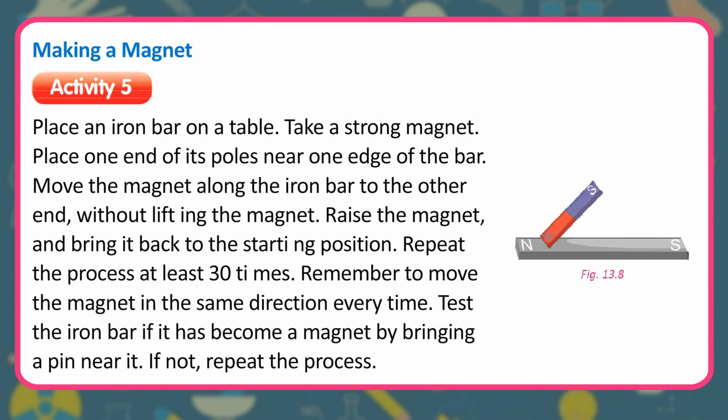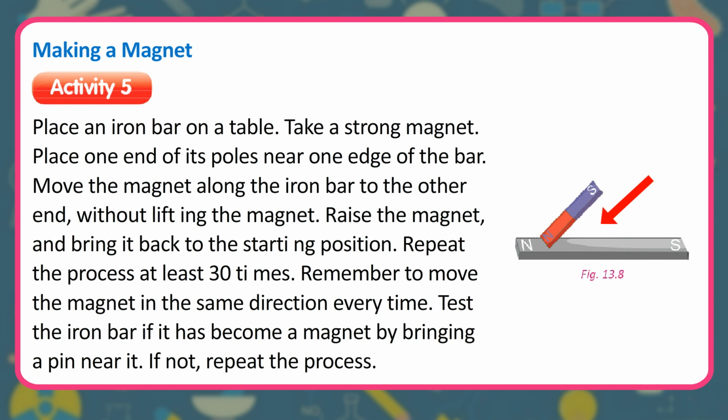Making a magnet. Activity. Place an iron bar on a table. Take a strong magnet. Place one end of its poles near one edge of the bar. Move the magnet along the iron bar to the other end, without lifting the magnet. Raise the magnet, and bring it back to the starting position. Repeat the process at least 30 times. Remember to move the magnet in the same direction every time.